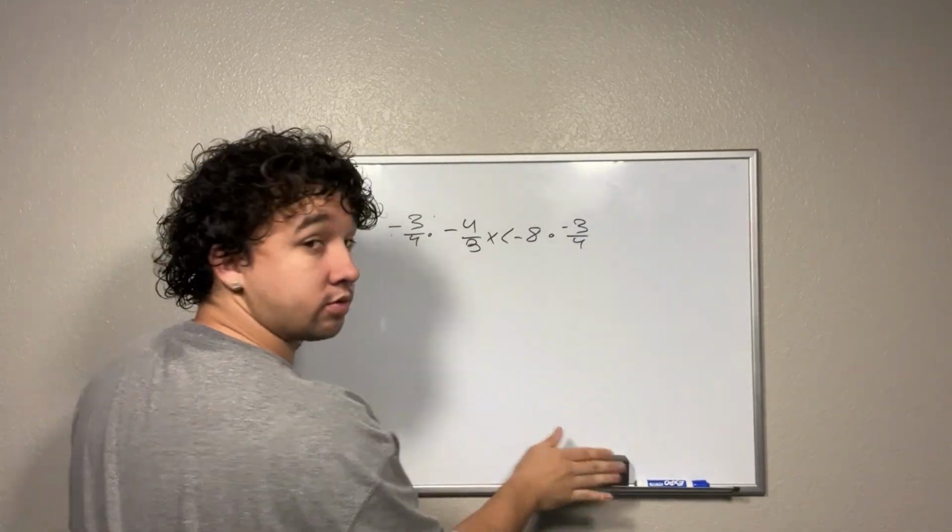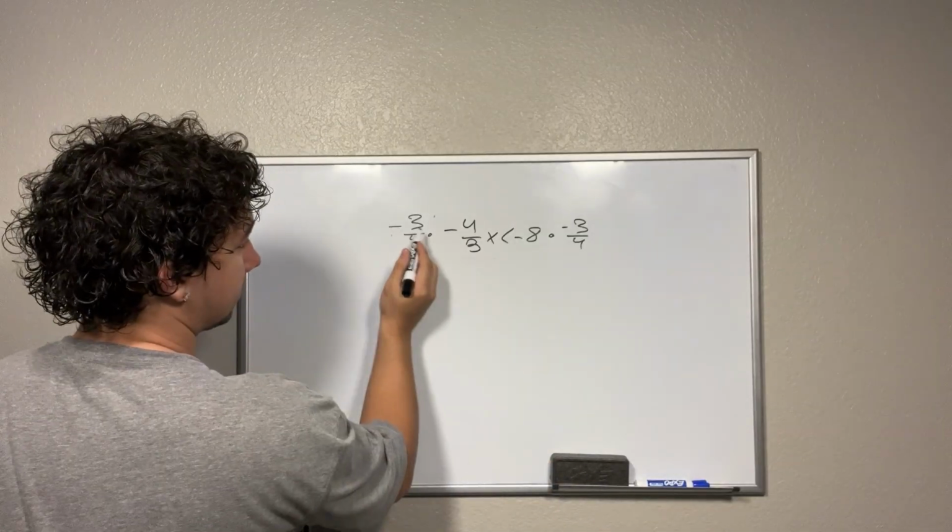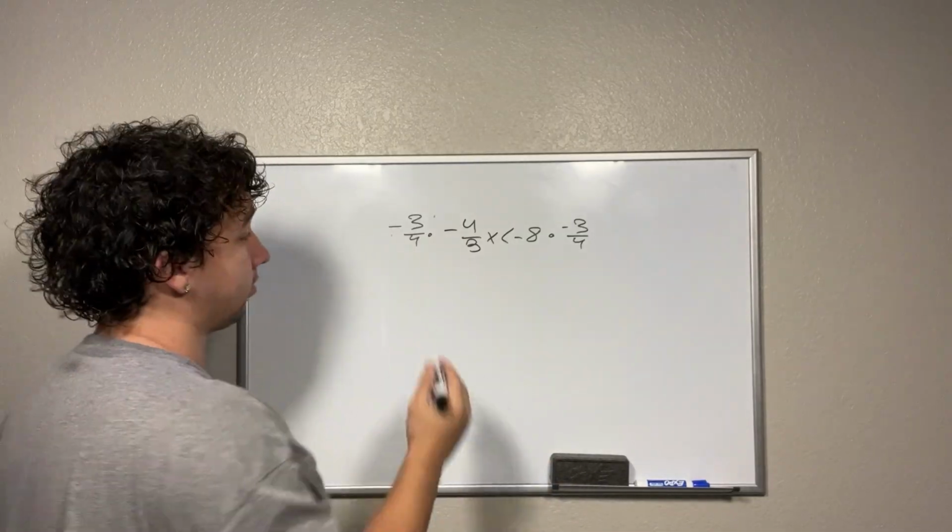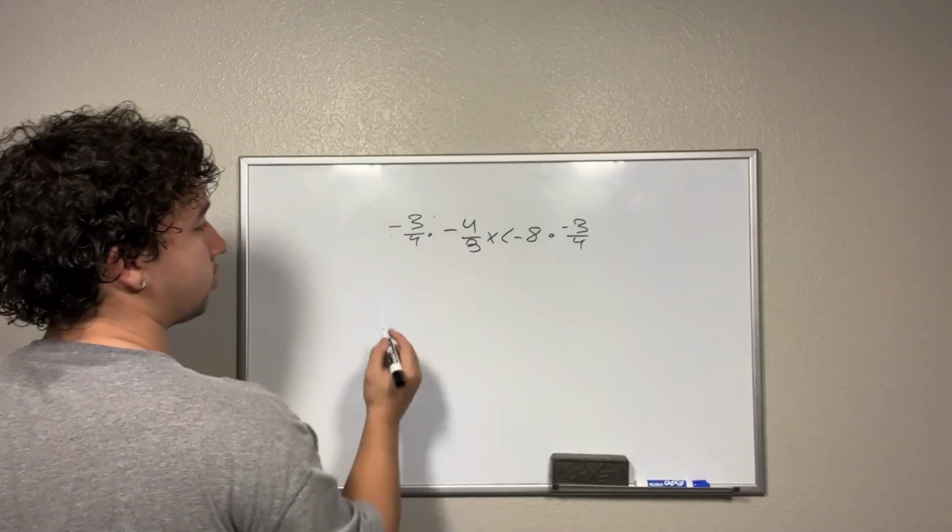Now you could cross reduce, that's probably what I would do, right? I see that this is 3 and 3. 3 goes into both of them, I get 1 and 1. But let me just show you how this works.